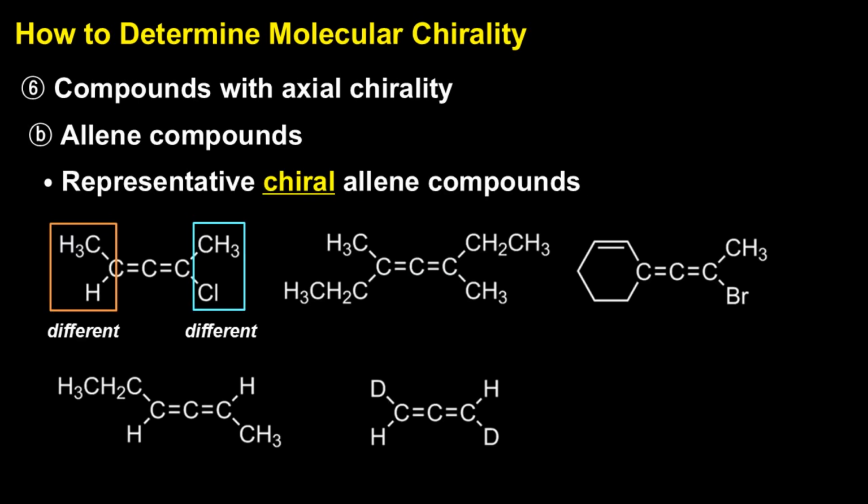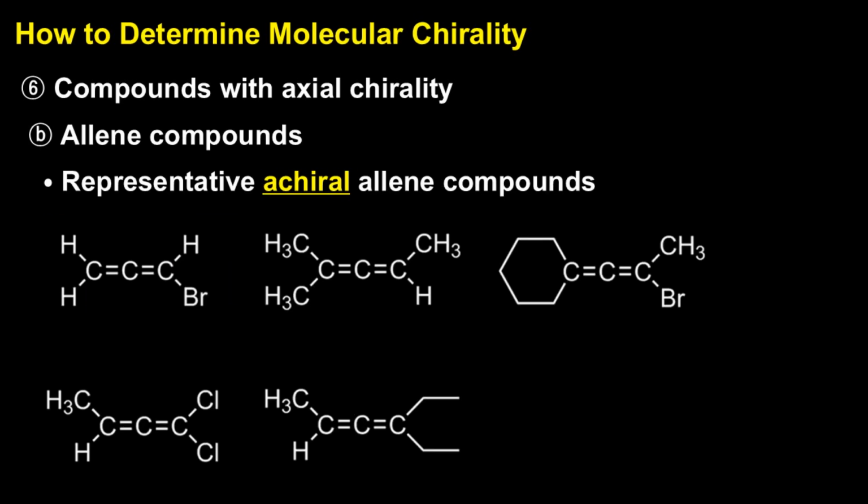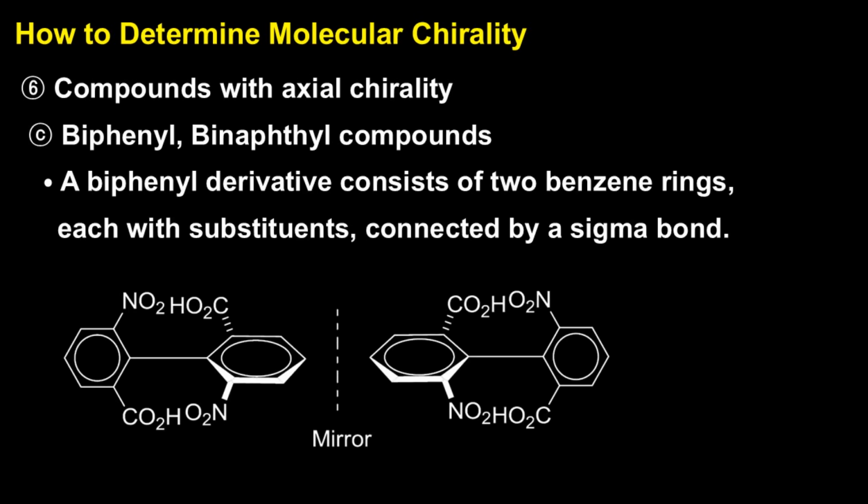To figure out if an allene is chiral, just check if each terminal carbon has 2 different substituents. If that's the case, the molecule is chiral. Simple as that. Now let's talk about achiral allenes. If both terminal carbons have identical substituents, or if one or both don't have any substituents at all, the molecule will be achiral. Now let's move on to biphenyl derivatives.